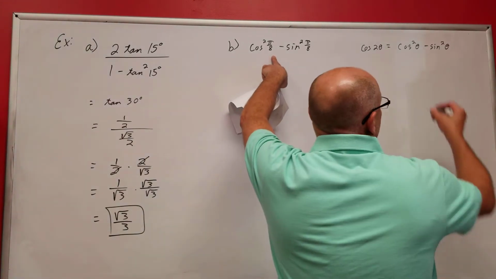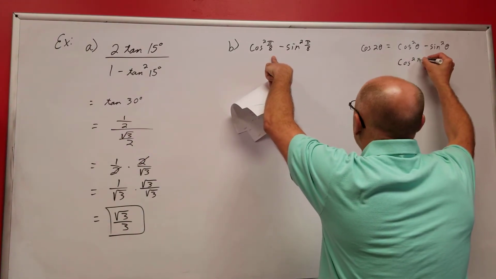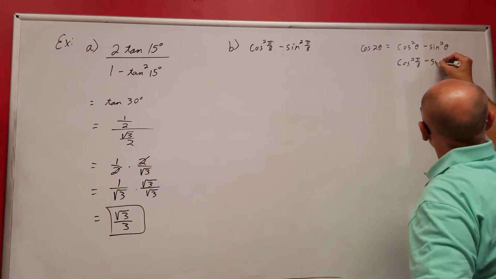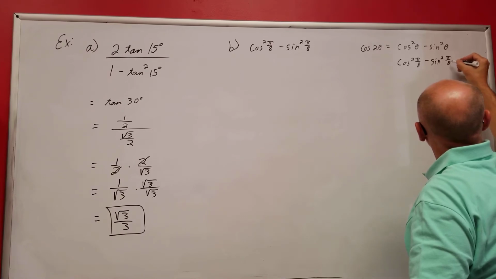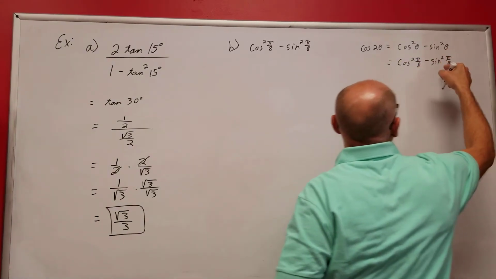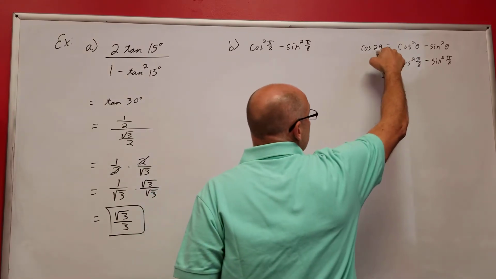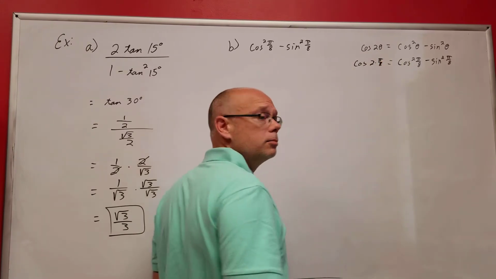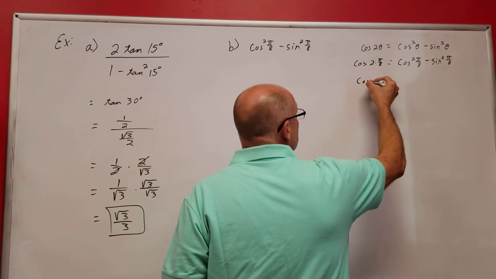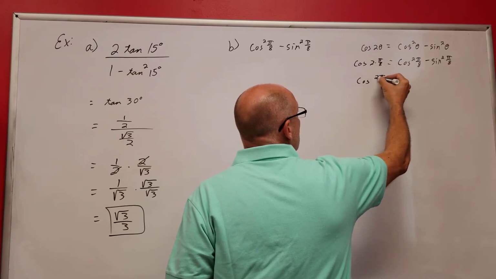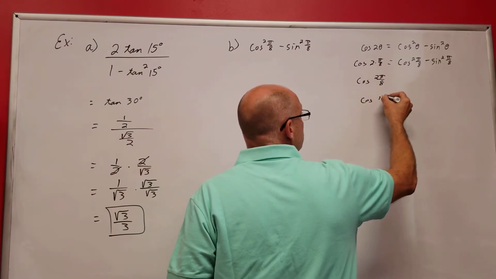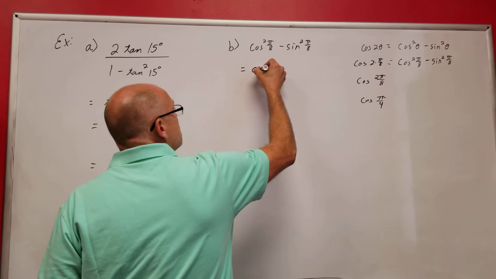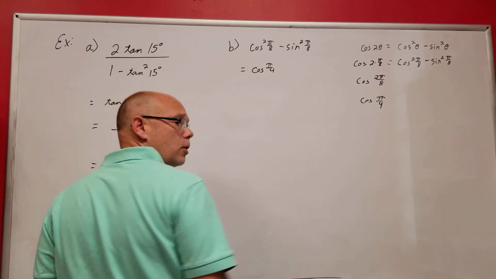Well, what do I have here? I have pi over 8 in place of this theta, and then in place of that theta, I have what? Pi over 8 as well. So what is theta in each one of these? Pi over 8. So for theta right here, let's put in pi over 8. Well, what does that give me? That gives me the cosine of what? 2 pi over 8, which is the cosine of what? Pi over 4, right? So I'm going to say that this is the cosine at pi over 4.